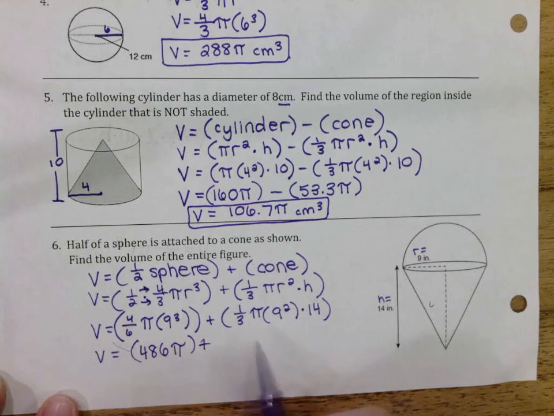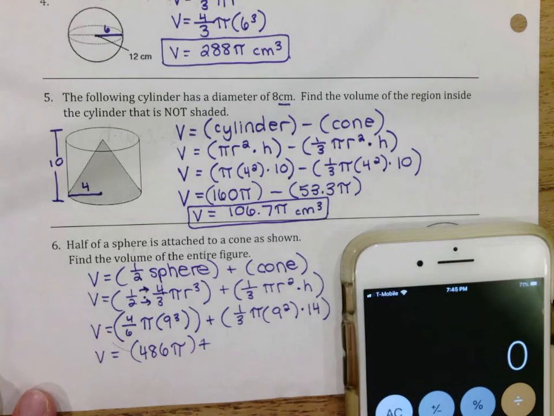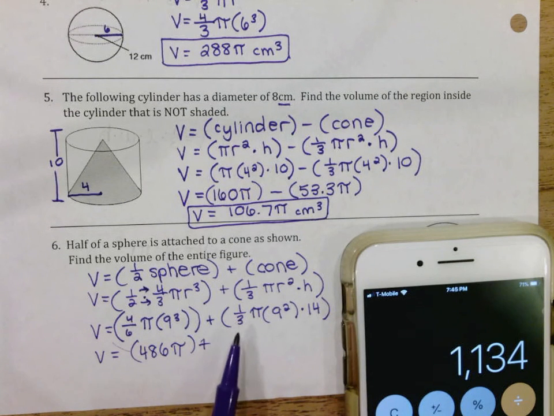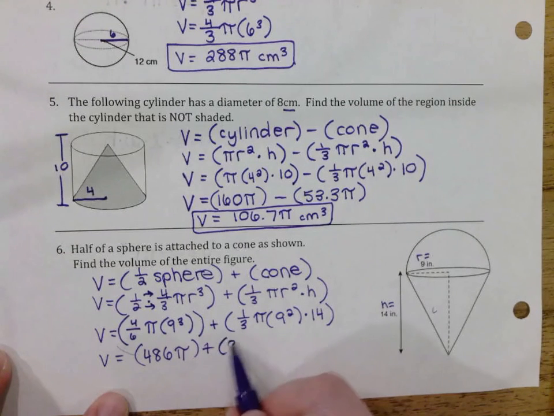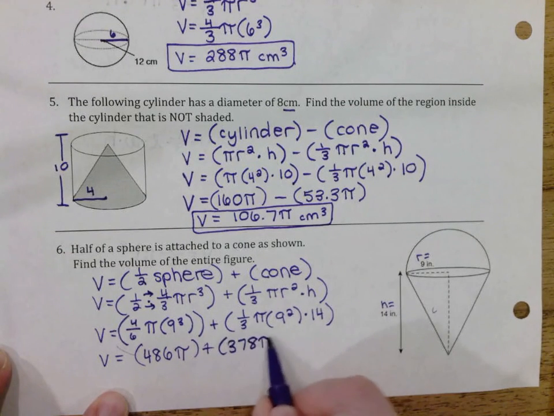Now I got to take care of this piece over here. So I'm going to start by doing 9 squared times 14. So 9 squared times 14 gets us 1,134. I need to multiply by 1/3. I know that's the same thing as dividing by 3. So we get 378. And then I need to attach pi.